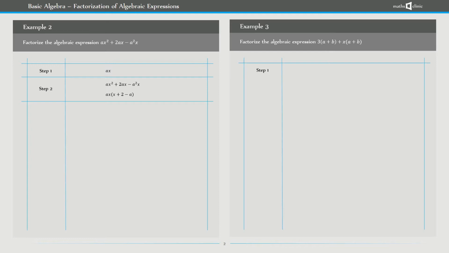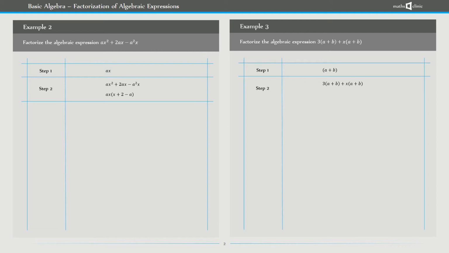A plus b multiplying 3 is one term. A plus b multiplying x is another term. What do you think is the common factor here? The common factor is a plus b, because we can divide the first term, 3 multiplying a plus b, by a plus b and it will give us 3, and we can divide the second term, x multiplying a plus b, by a plus b, and it will give us x. We'll just go ahead and do so.